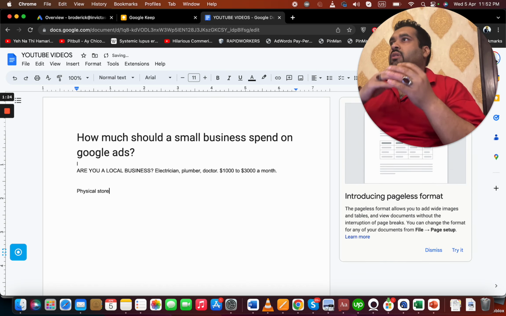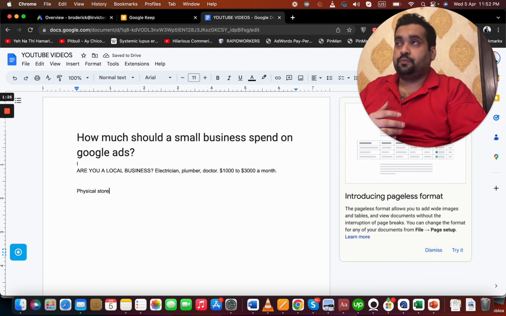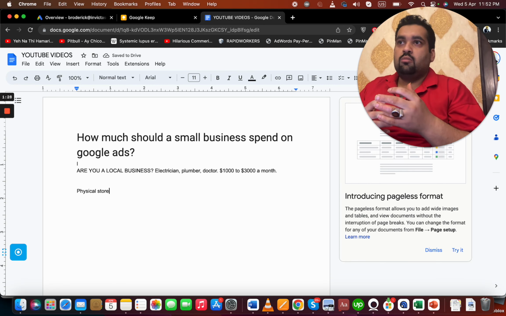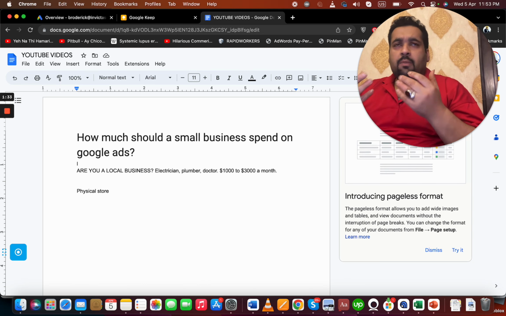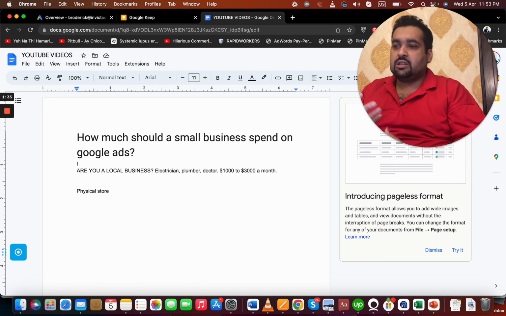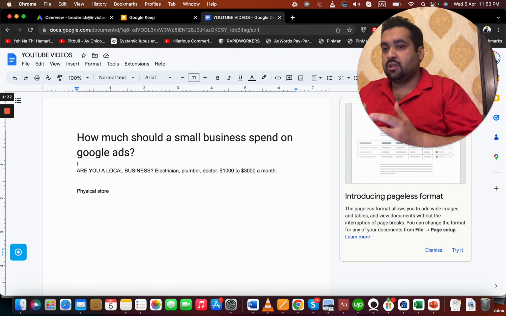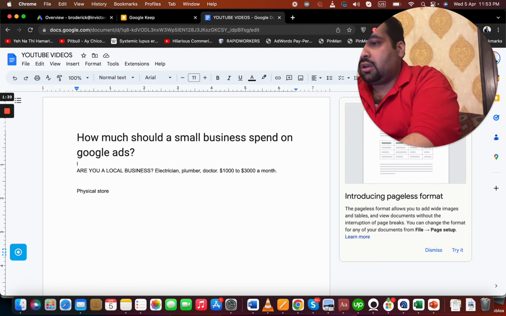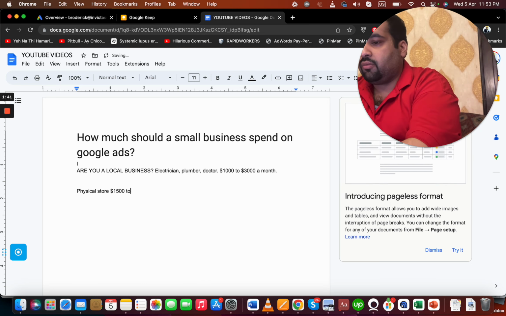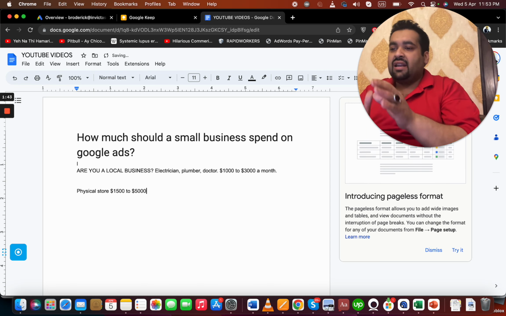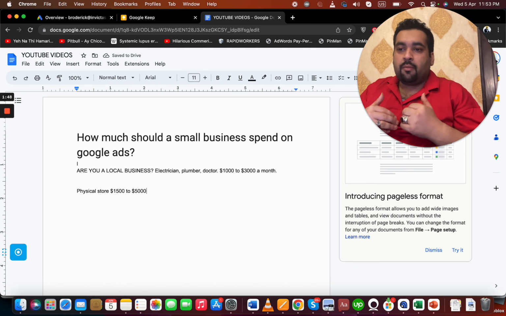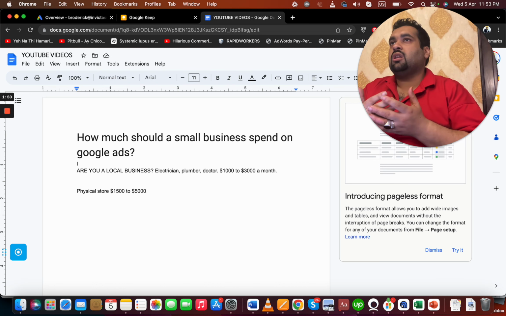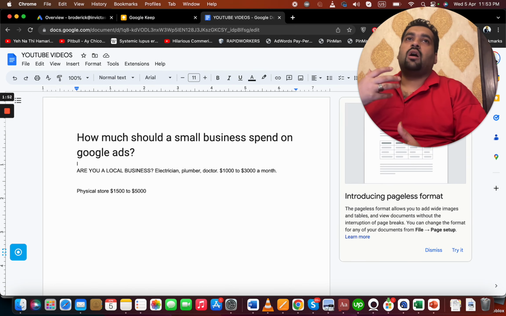Physical store is like you are running a mobile shop, a pizza shop, or mobile repair, televisions, or carpets, or whatever. If you have a physical store, then what should be the requirement of a minimum budget? Then it should be $100 to $5,000. Okay, that is an ideal budget spending for a physical store to get optimum results from Google Ads, because spending is not the key, but rather the key is to get the optimum results from Google.